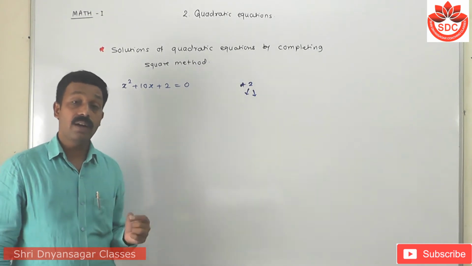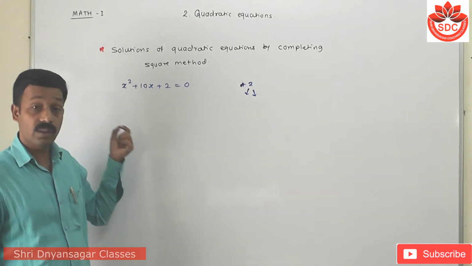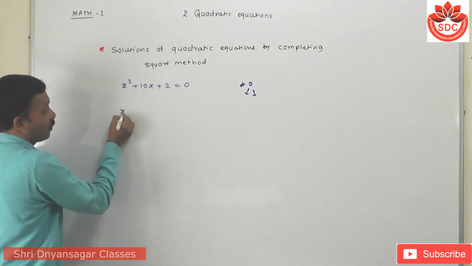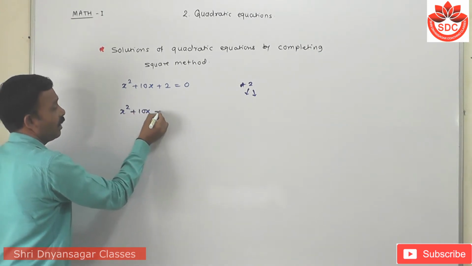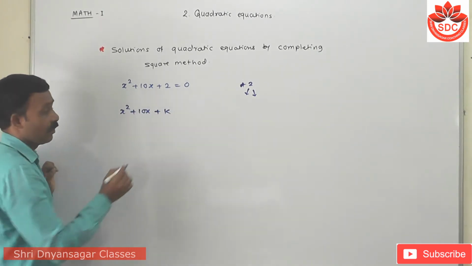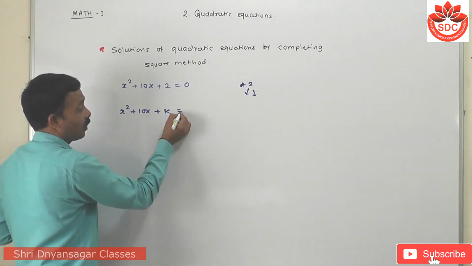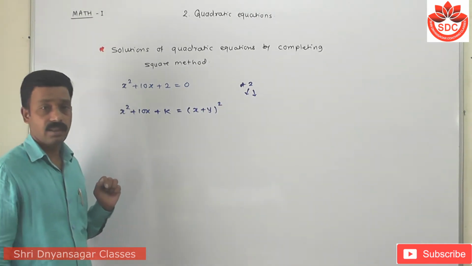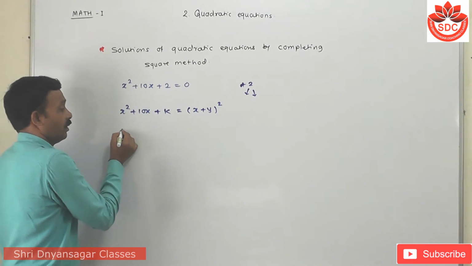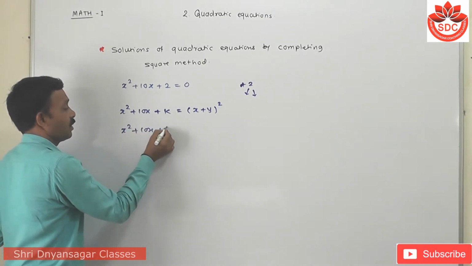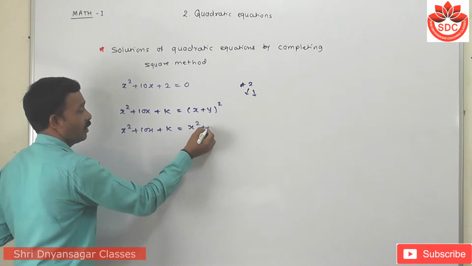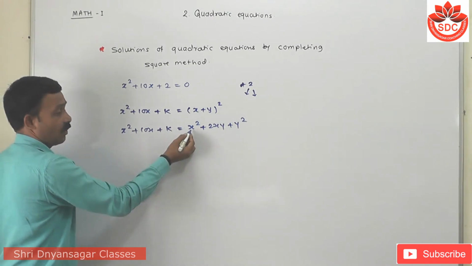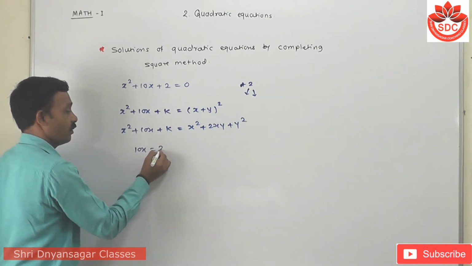Now for this we have to find the third term, which makes the completing square. Suppose we have x square plus 10x, and the third term we take as k. We compare this with x plus y whole square. Then x square plus 10x plus k is equal to x square plus twice xy plus y square. By comparing both sides, we get x square equals x square, and 10x equals twice xy.